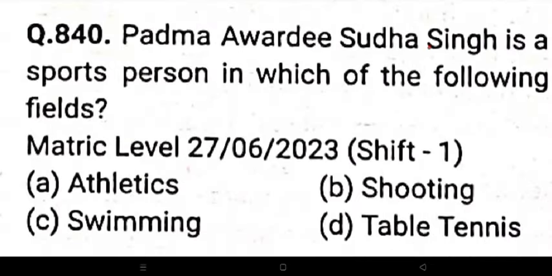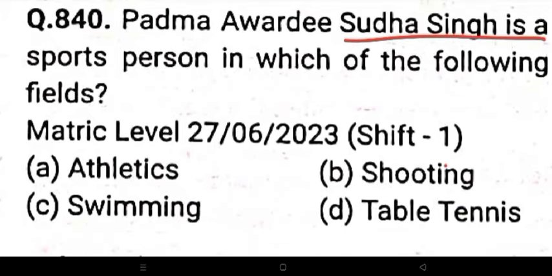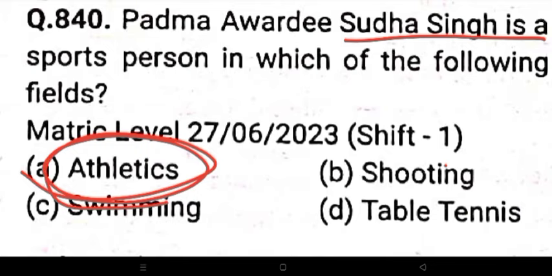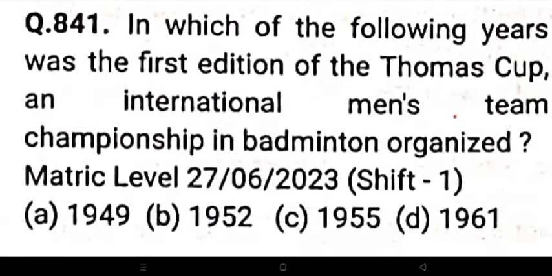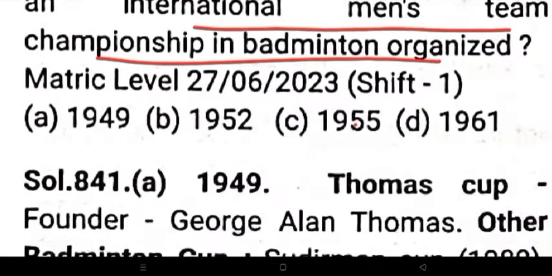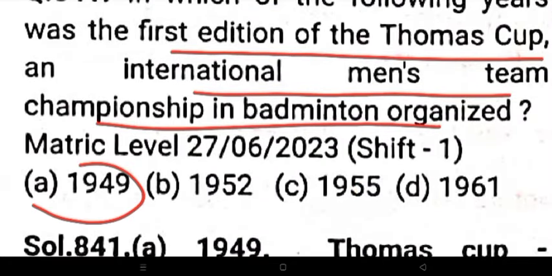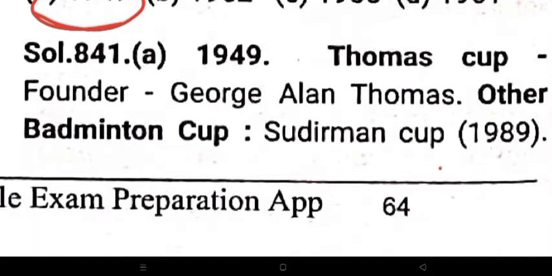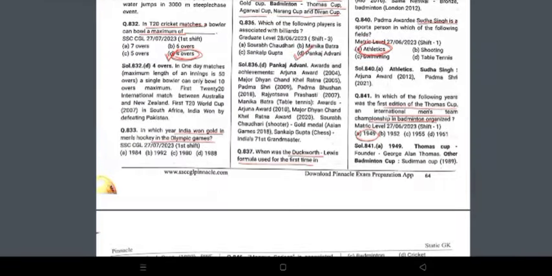Next is Padma Award. Sudha Singh is a sportsperson in which field? Athletics. Next, in which of the following years was the first edition of the Thomas Cup, an international men's team championship in badminton, organized? The first edition of the Thomas Cup is 1949.